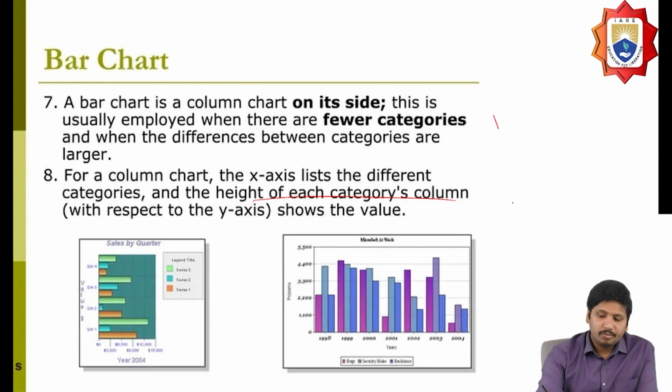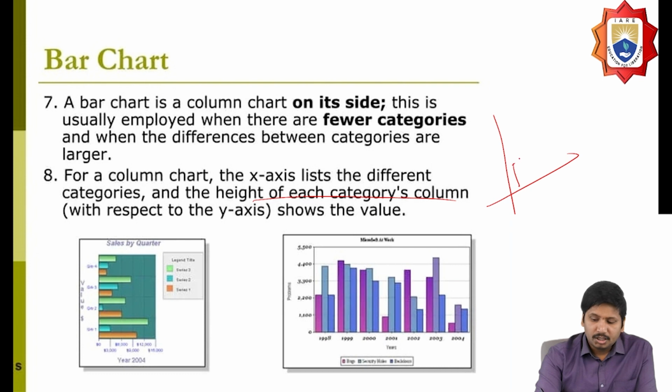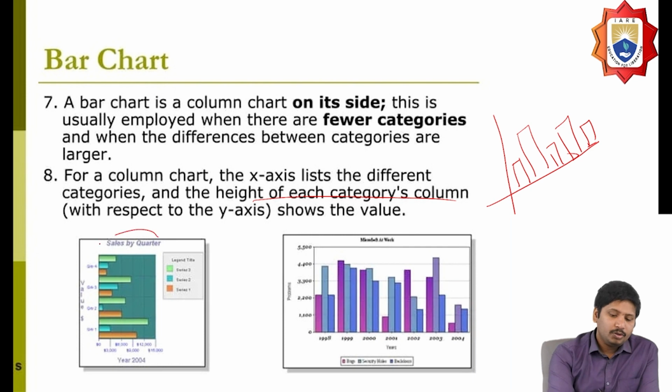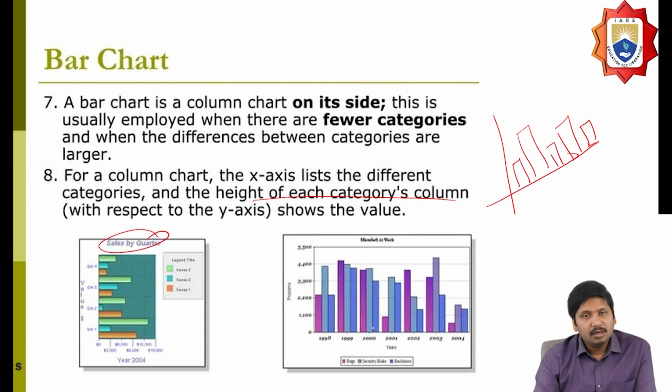So I can represent this bar chart either in a horizontal way or a vertical way, depending on the idea. Suppose I am going to represent sales by quarter, then a row chart should be the better view. In some cases, if I want to show year-wise how many sales are going on, then the column chart should be sufficient.